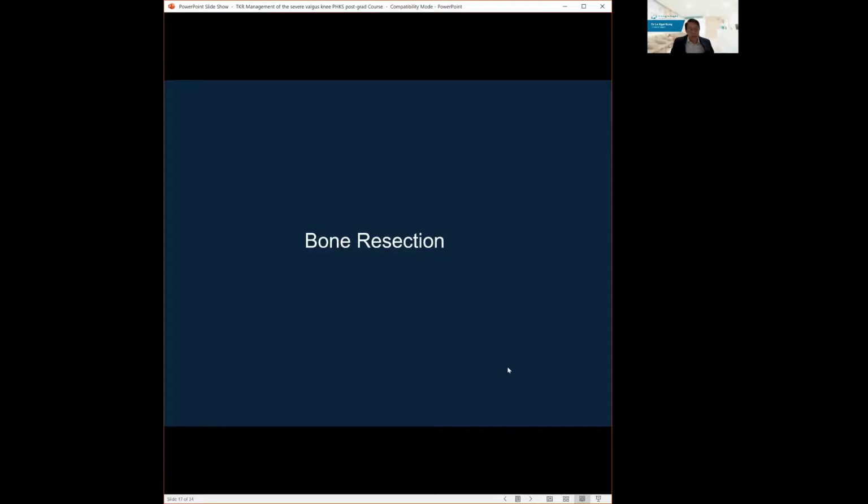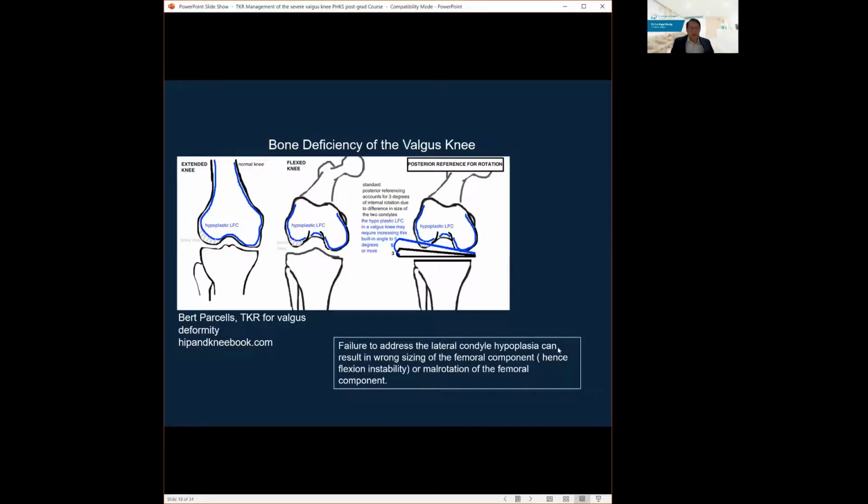The bone resections. The bony deformity of the severe valgus knee would be a very hypoplastic lateral femoral condyle, so much so that in the distal resection, often we end up with hardly any bone resected. And in flexion, we have to be careful that the hypoplastic lateral femoral condyle will result in us malrotating and undersizing the femoral component.